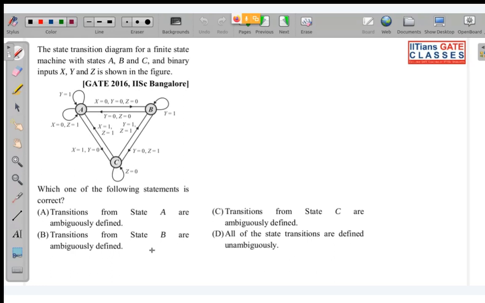So, how are you going to make the truth table? Have we understood the question? Tell me first. Have we understood the question?